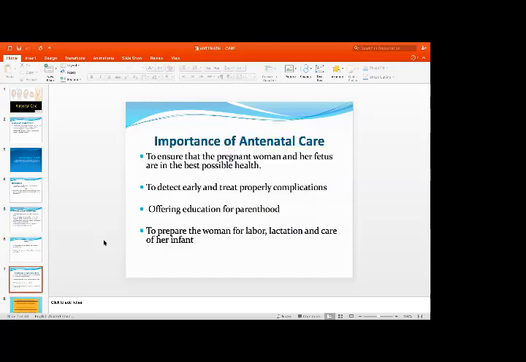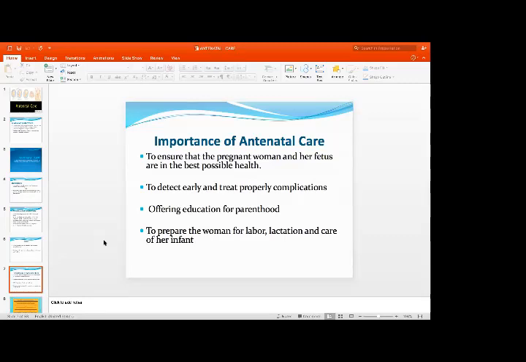What is the importance? It is to ensure that she and her fetus are in the best possible health, to detect early complications and to treat them promptly, to offer education for parenthood, to prepare the woman for labor, lactation, and care of her infant. So we are preparing her for the process of labor, for the process of delivery, for breastfeeding, and also we'll be preparing her how to take care of her baby. So that's why we have to give good, optimum antenatal care.